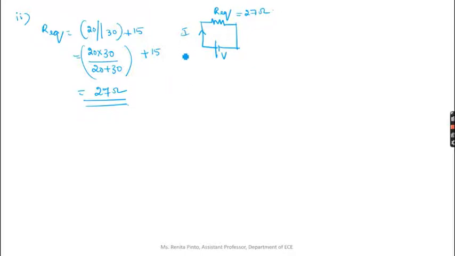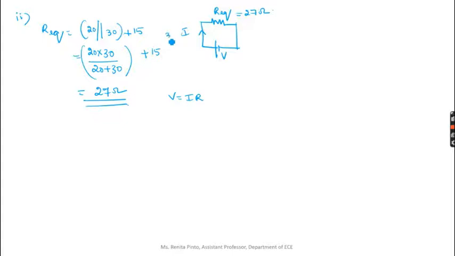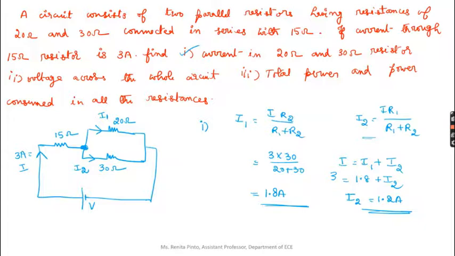So now can you find out the main voltage? So you can use V is equal to I into R. Now main current they had already given in your problem, that is 3 amps. So main voltage you have to find out. So 3 into 27. This one will give you the main voltage. So 81 volts. So you have already found out the answer for the second question also.